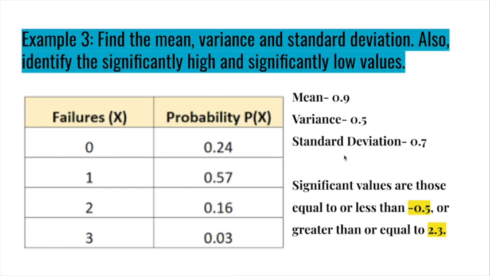And here are those values. We got 0.9, 0.5, 0.7. For all of the random variables, since they're integers, we're going to only round to 1 decimal place. And then our significant values are those equal to or less than negative 0.5, or those greater than or equal to 2.3.